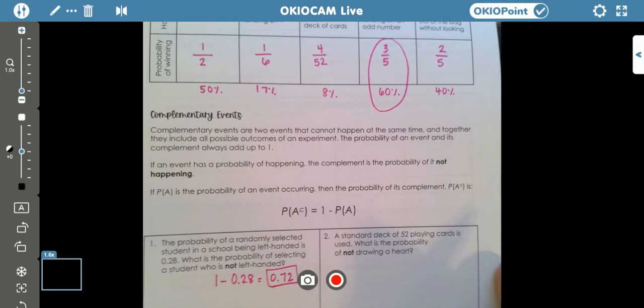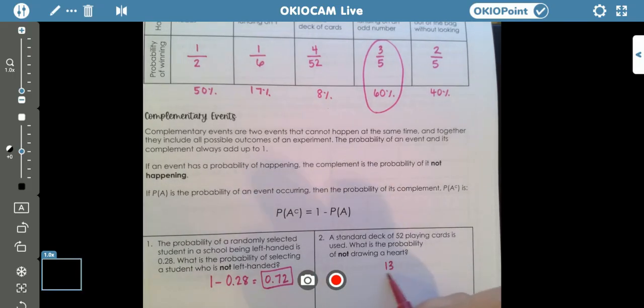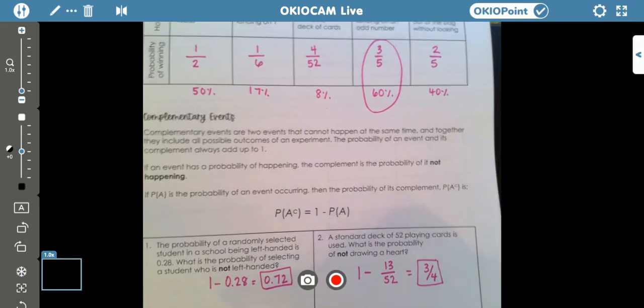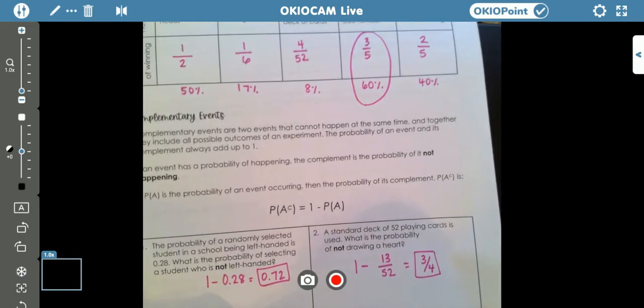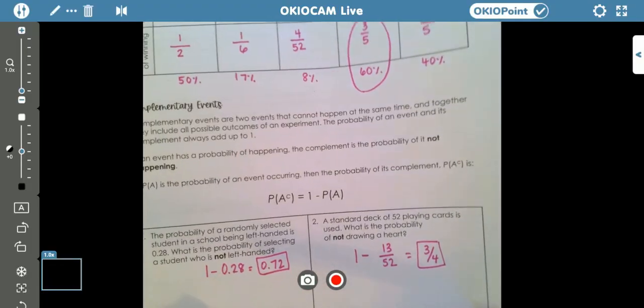A standard deck of playing cards is used. What is the probability of not drawing a heart? All right, so there are 13 of each suit in a playing deck, so 13 hearts. If we want not a heart, we want 1 minus our 13 out of 52, which ends up being 3/4 once you simplify it. The nice thing with probability is that you don't actually always have to simplify it, so you could have left it the way it was, but if you just typed it in your calculator, it will spit back out 3/4 for you.